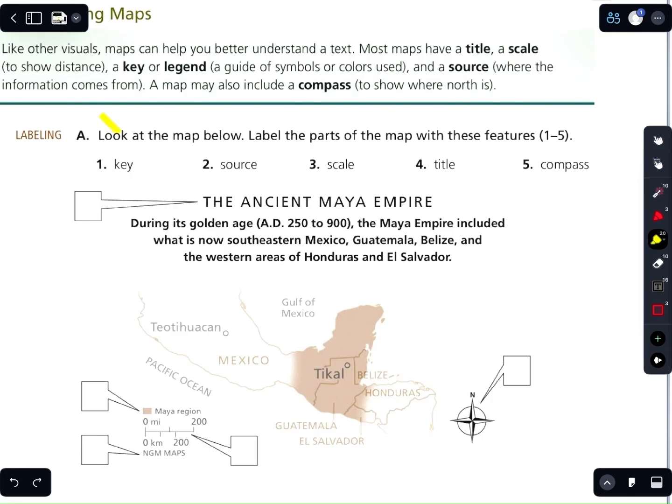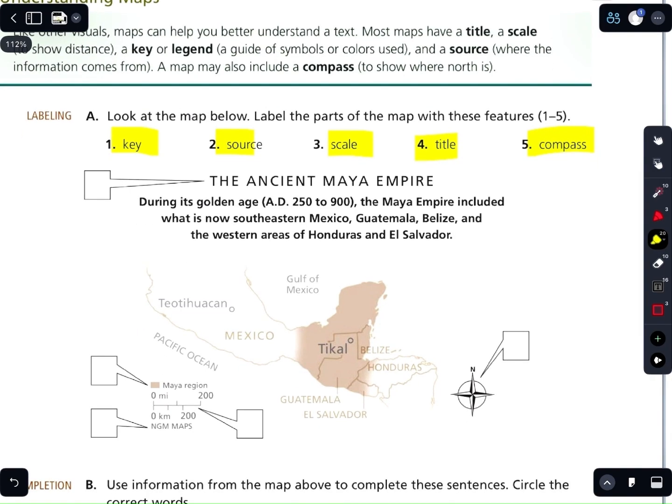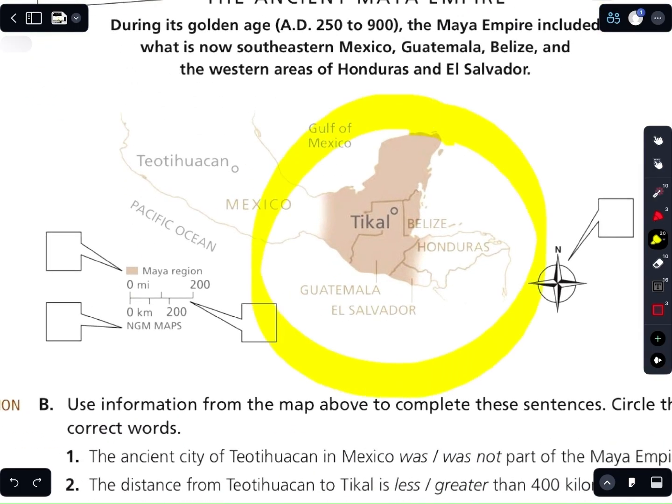Okay, look at the map below. Label the parts of the map with these features. We have key, we have source, we have scale, we have title, we have compass. We have here the ancient Maya Empire. Very interesting history here. The ancient Maya Empire, during its golden age, AD 250 to 900, the Maya Empire included what is now southeastern Mexico, Guatemala, Belize, and the western areas of Honduras and El Salvador. And we can see here on the map those areas. We can see these countries, what they are now, and we can see where the Maya Empire existed.